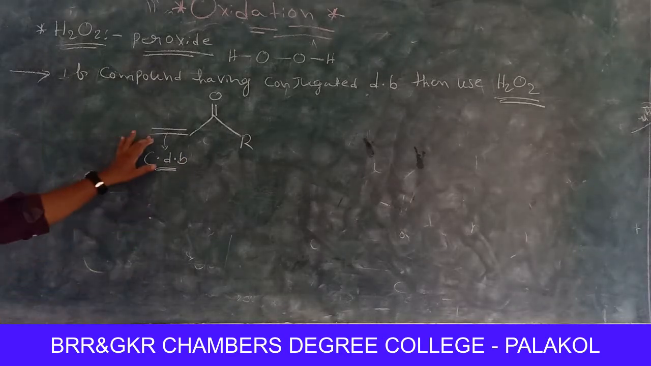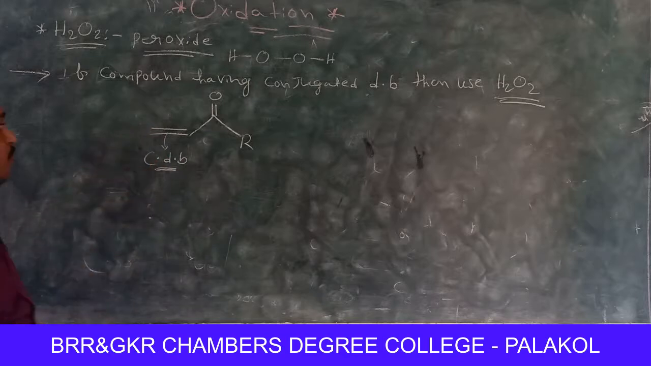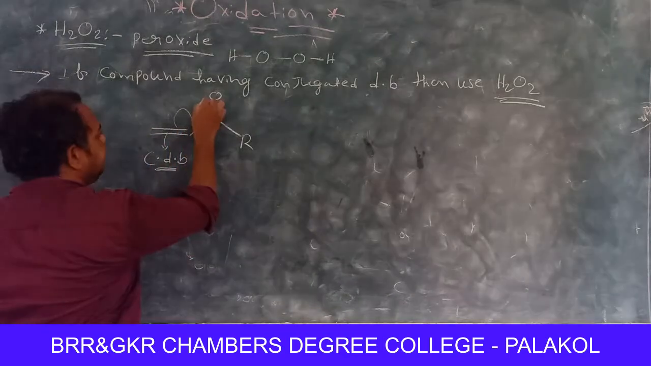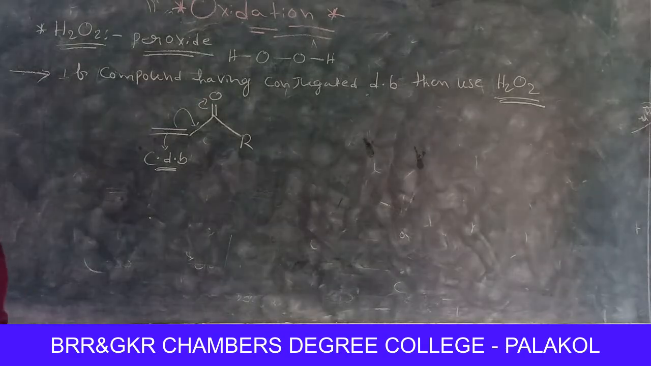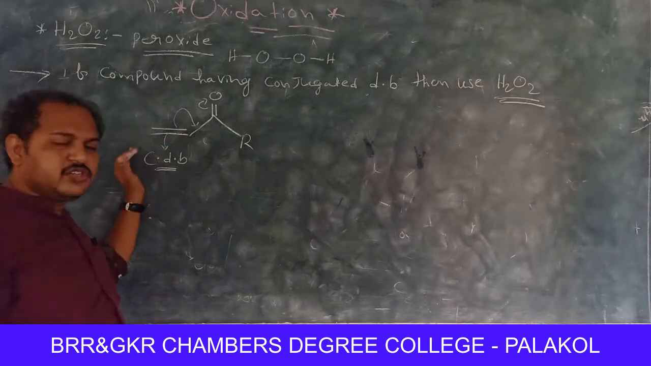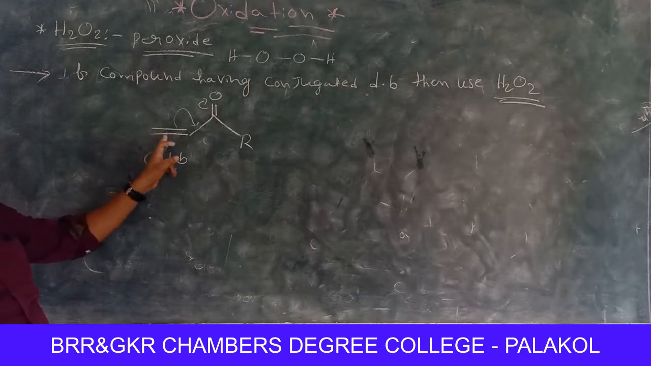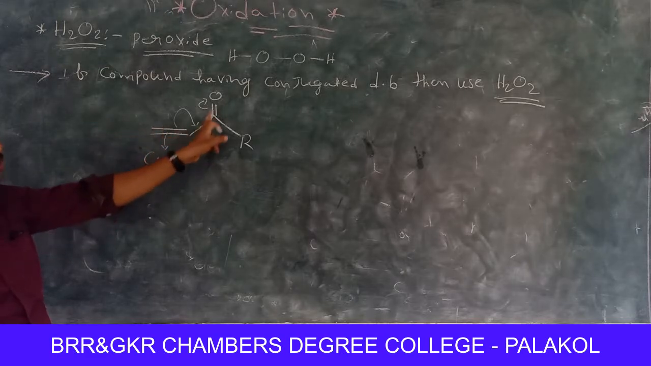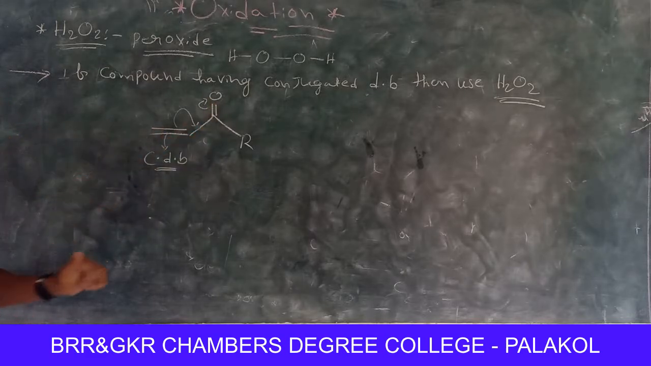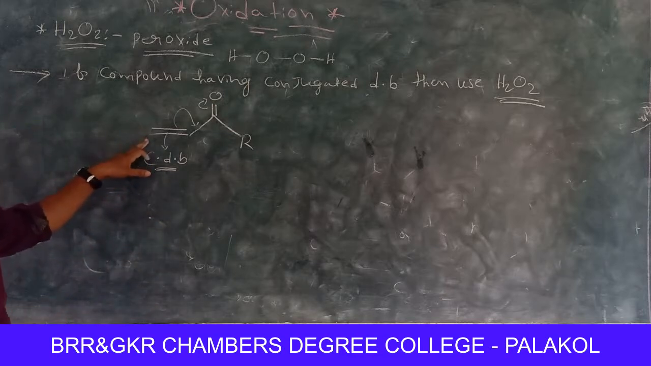This is not an isolated double bond, so this is called a conjugated double bond. Why? Because this double bond is in conjugation with the C=O. So we are taking a conjugated double bond here. This conjugated double bond always acts electrophilic. Why? Because whenever we move the pi bond towards C=O, automatically we get a positive charge here. So that's why the electrophilic character increases.